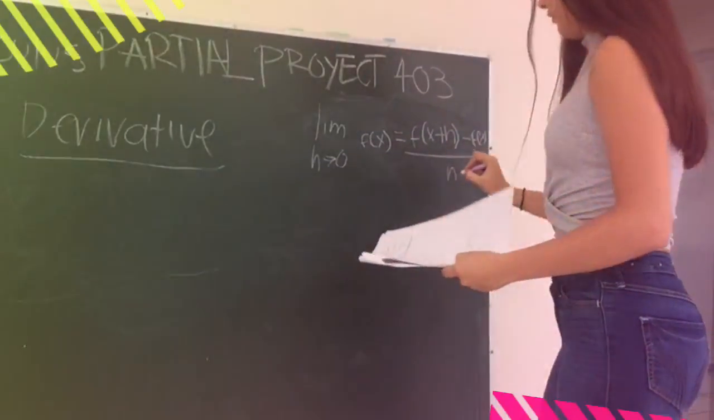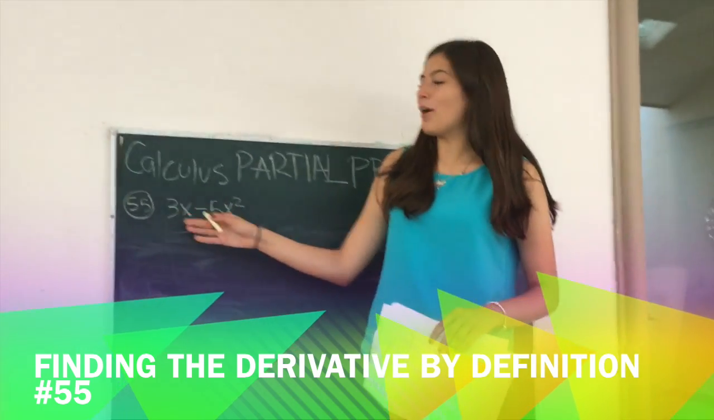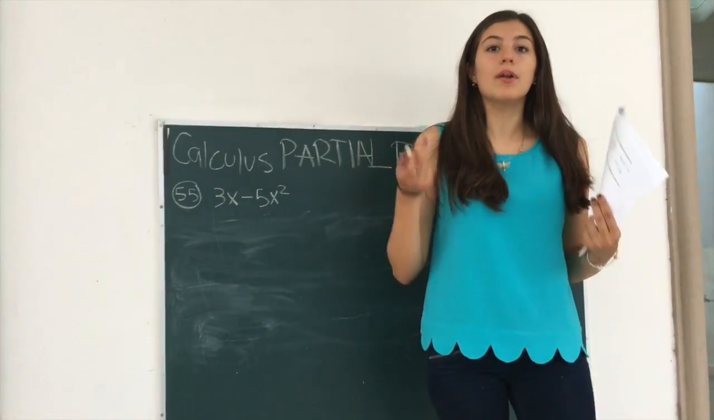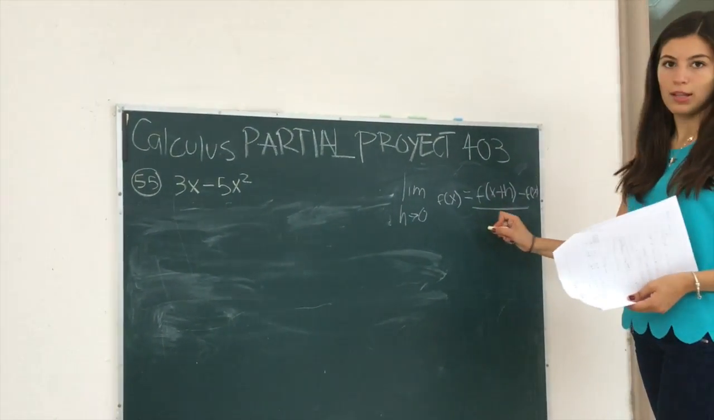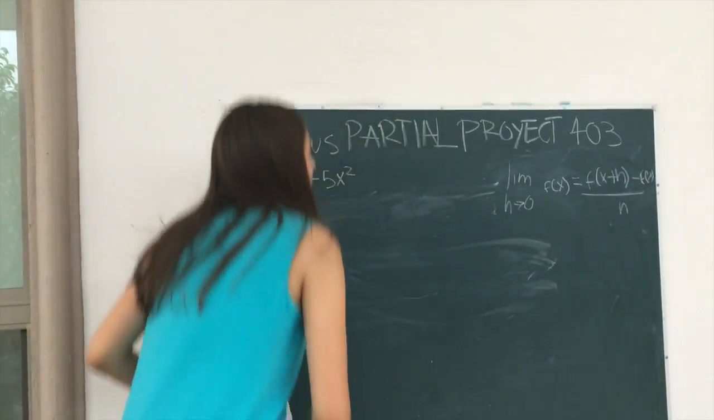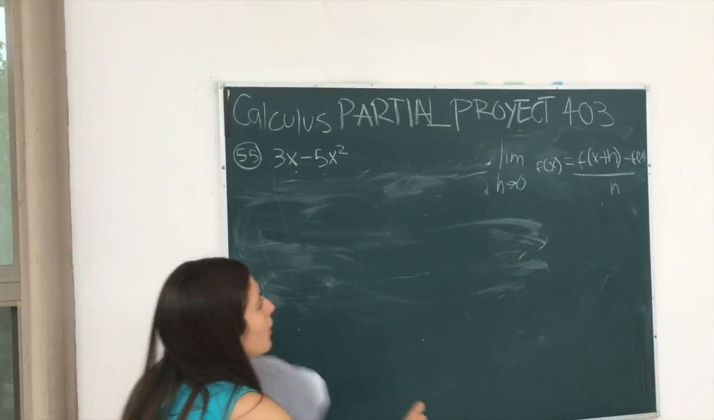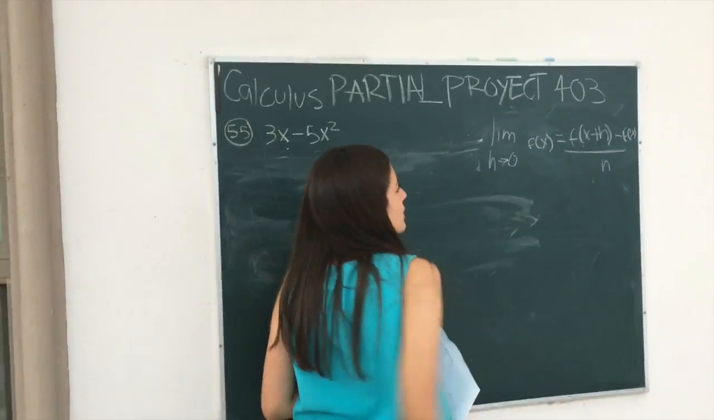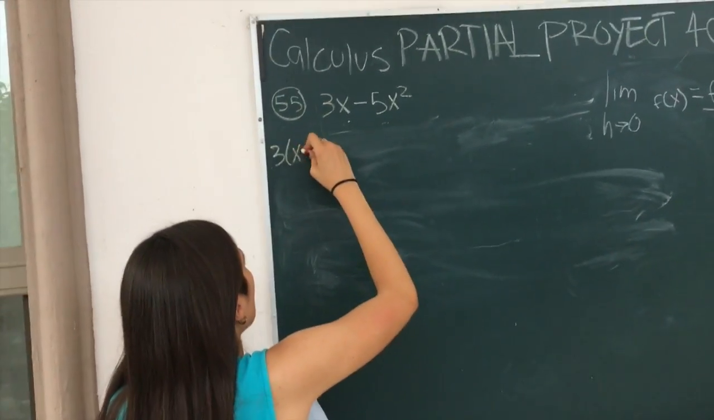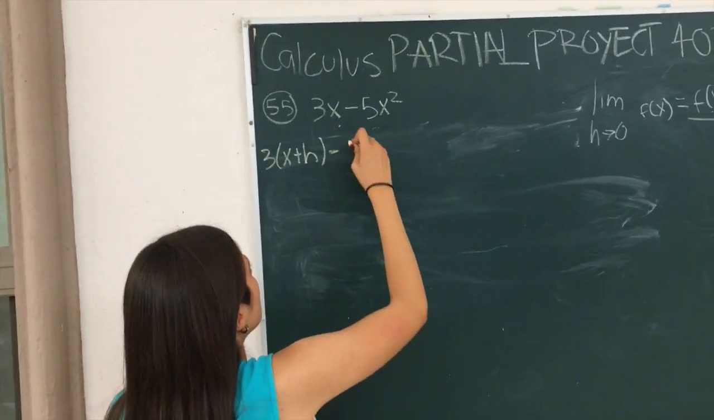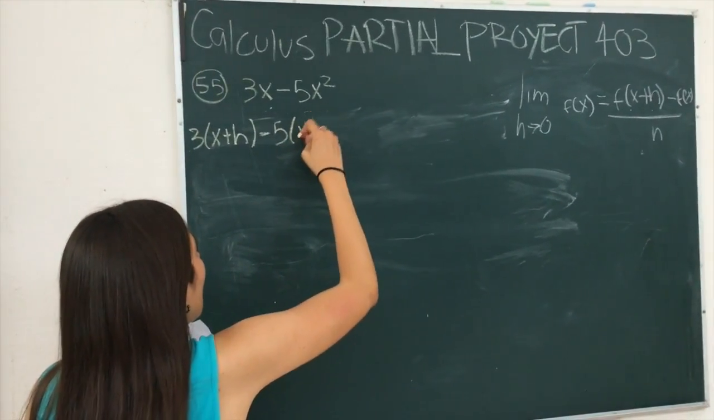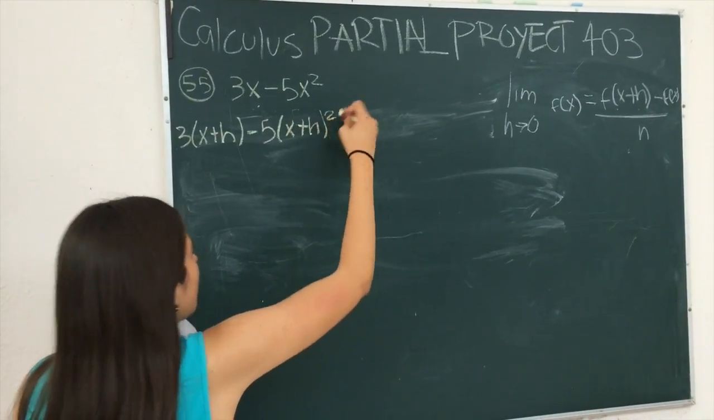over h. Hello, we're now going to do problem 55 from our guide, which is differentiation by definition, which means we'll use this formula, the one that my friend Ericka wrote. So we first start. Whenever we see an x, we're going to place x plus h. So we start with 3 times x plus h minus 5. What was it here? x. So we're going to place x plus h squared.